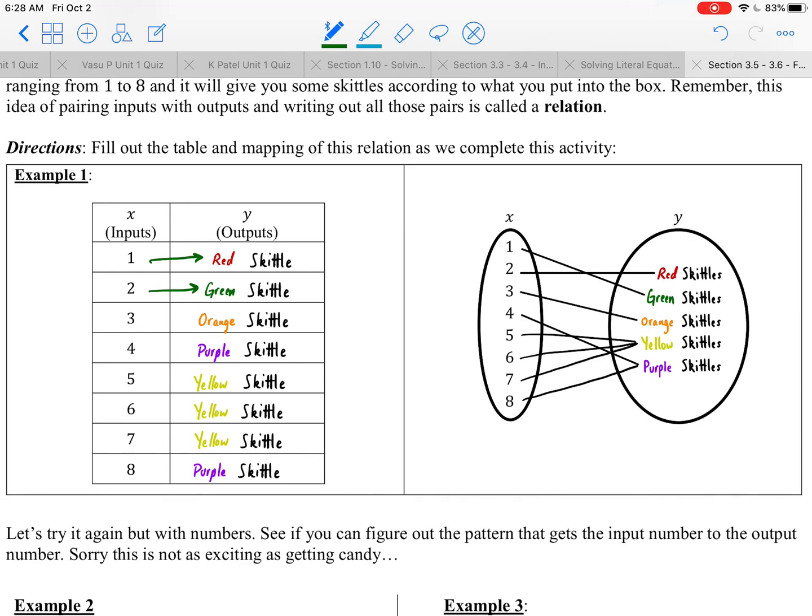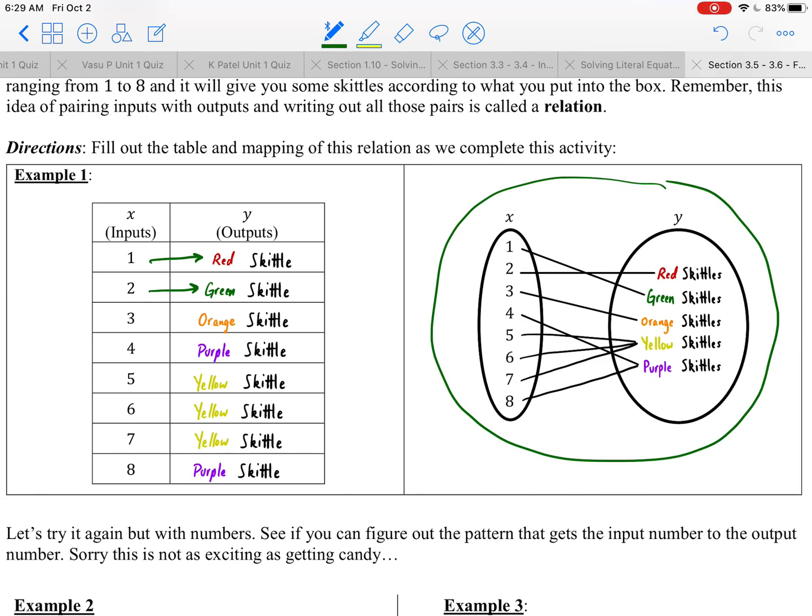But anyway, you have what's called a mapping here. So this over here is called a mapping. What it does is it shows you, if you put a 1 into the machine, you're going to get a green Skittle. If you put a 3 into the machine, you're going to get an orange Skittle. If you put a 6 into the machine, you'll get a yellow Skittle. A 7 also gets you a yellow Skittle, and so on and so forth. The mapping takes the inputs here and sends them to the outputs.